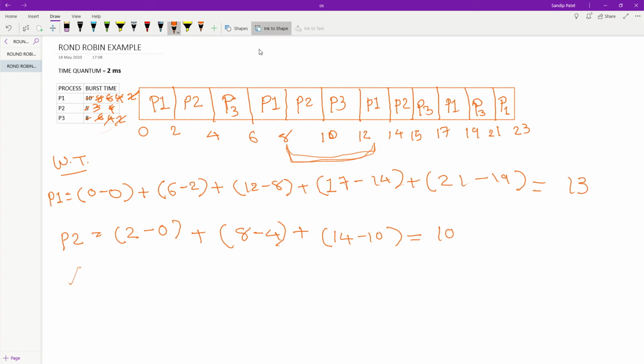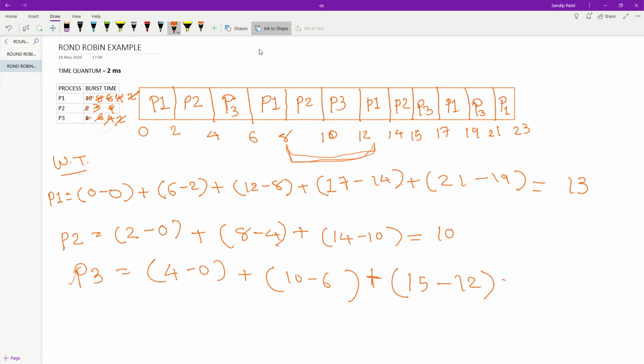Okay, and P3 waiting time we will calculate. Here for P3, the first response is generated at 4 and the arrival is 0, plus now it swaps out at 6 and again swaps in at 10. So 10 minus 6. P3 again comes out at 12 millisecond, just see the Gantt chart, and it comes in at 15. So it's 15 minus 12.